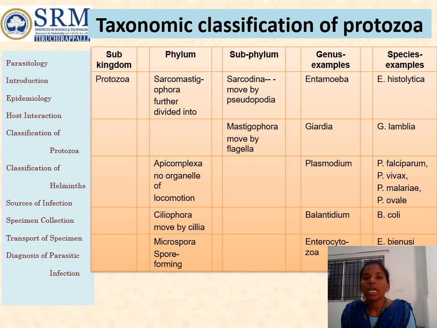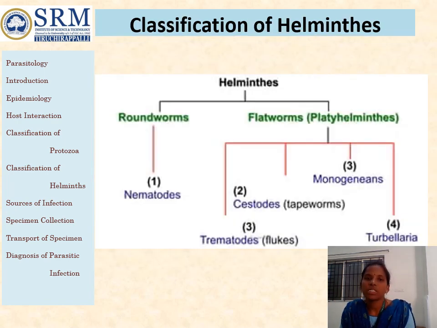Giardia lamblia. The second main phylum is Apicomplexa, which has a special organelle for locomotion. Examples of Apicomplexa are Plasmodium falciparum, Plasmodium vivax, and Plasmodium malariae. The third is Ciliophora, which moves by ciliary movement, for example Balantidium coli. And Microspora are spore-forming parasitic organisms, such as Enterocytozoon. The next one is classification of helminths: roundworms and flatworms, then nematodes and cestodes, which I already discussed.